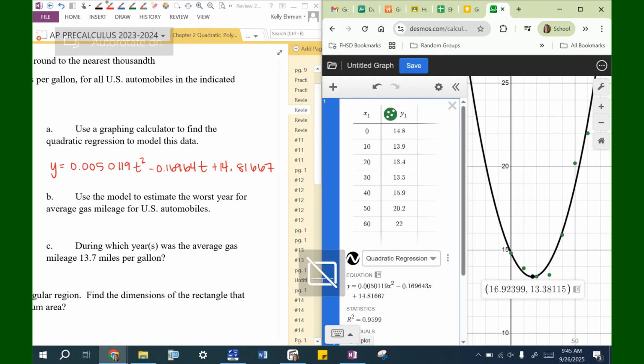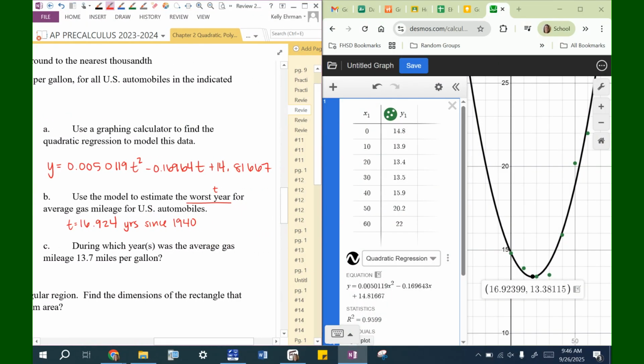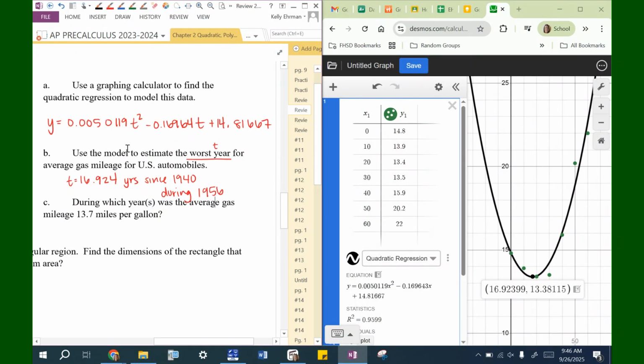All right, so estimate the worst year. So they want me to find the t that goes with that. So this is t equals 16.924 years. This is years since 1940, right? That was 0. Is that right? Yes. So if I had to say what year that was, it's like sometime during, add 16 to this, 1956 is the worst. All right. And that's use the model means don't use the table, use the equation.